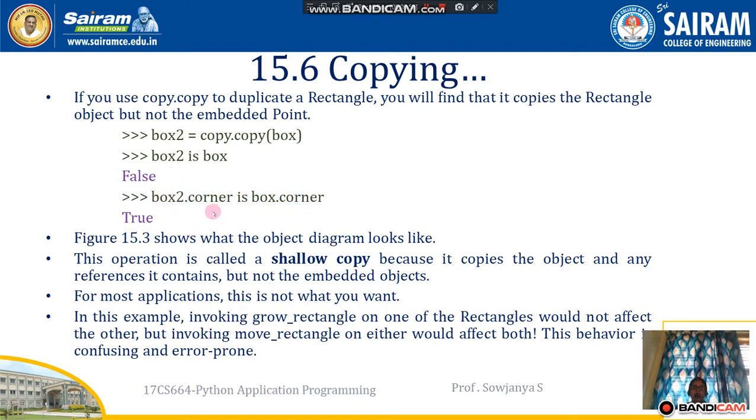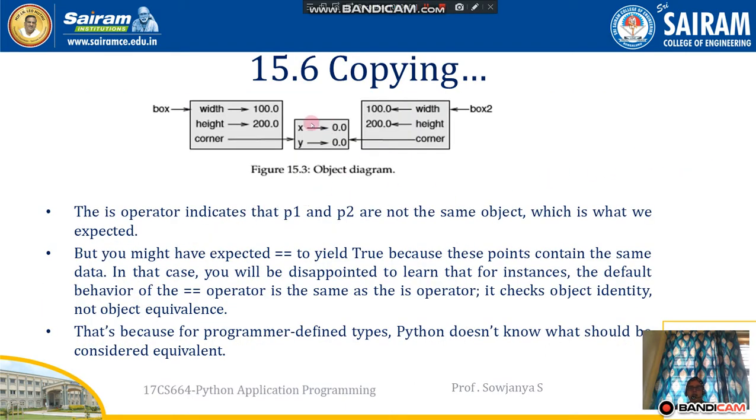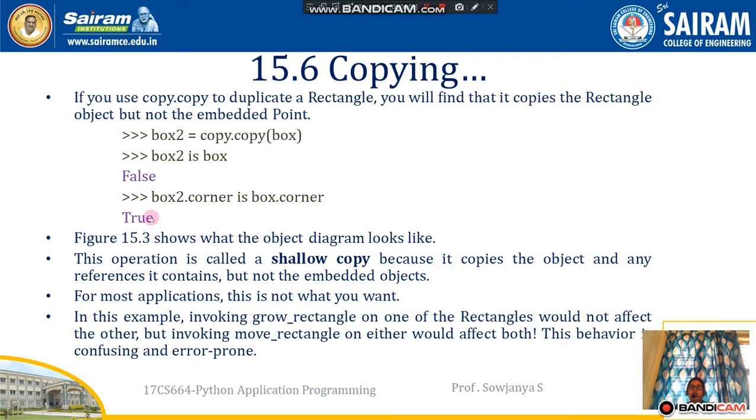Okay, that means the corner values inside box2 and the corner values inside box will be the same, so that is giving you a true value. You can see here, you have a corner in the box and the corner in the box, both have the same reference to x and y, so I can say that is true. Okay, so that is what is shown in figure 15.3. Now this kind of operation is called a shallow copy. That means it copies the object and any references it contains, but not the embedded objects. Okay, fine. So that is the meaning of shallow copy.